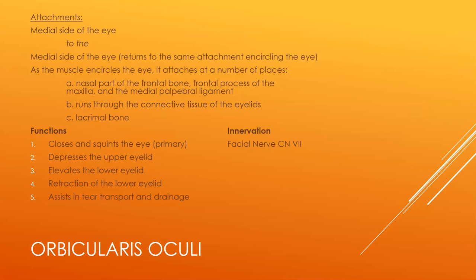That's its primary function. It also depresses the upper eyelid, bringing it down, elevates the lower eyelid, bringing it up, so when we close our eyes. It also retracts the lower eyelid and assists in tear transport and drainage. And like all the other muscles I said, it is innervated by facial nerve, cranial nerve 7.